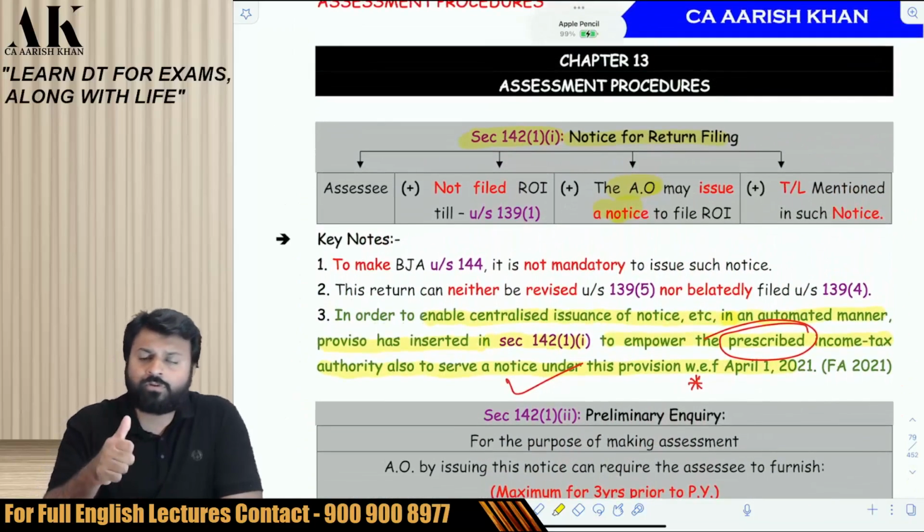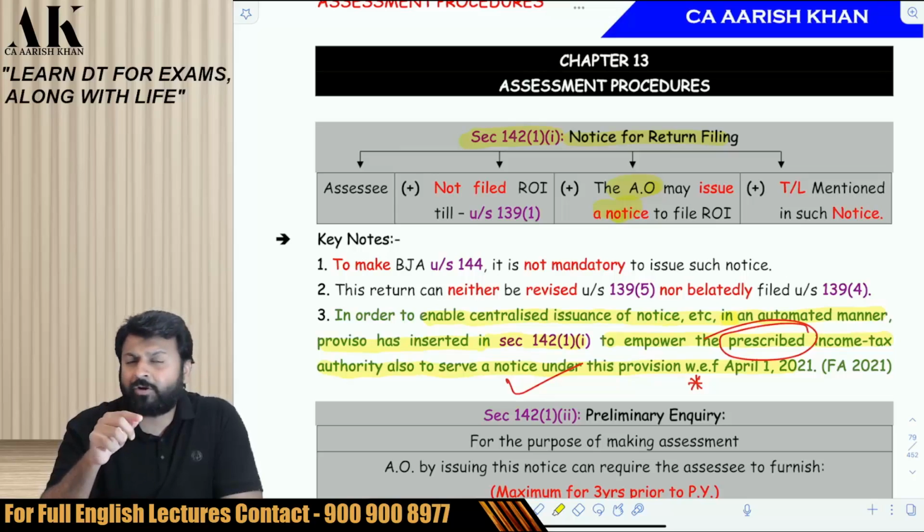So now what is this notice all about? Pay attention, please, all of you. This notice is about if you do not file the return on time, then the AO may issue you a notice to file a return on time. So in how much time do I have to file the return after I get the notice? That AO will mention in the notice. That AO might mention 10 days, 15 days, 20 days. You have to file the return within that time.